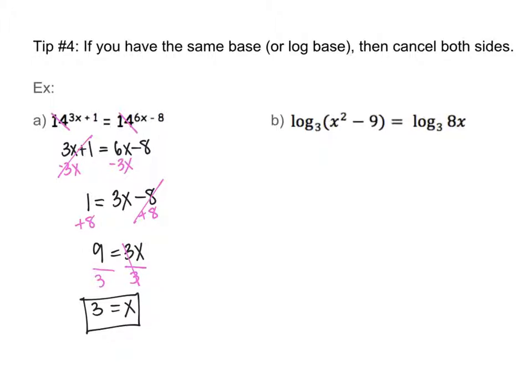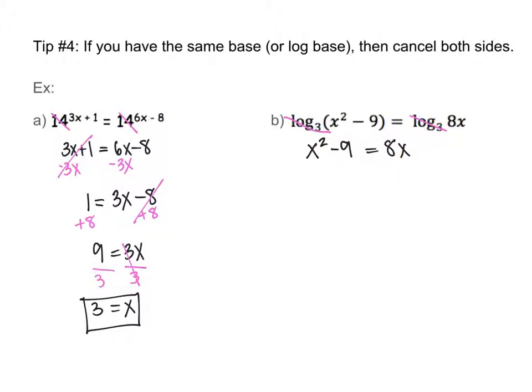Okay, B is next. And with this one here, the base is the same on both sides, so they cancel. And so now the stuff that's inside the logs comes out, and that means I have an x squared minus 9 that comes out. Drop down that equal sign because that's between them, and the 8x comes down. So right away when I notice I set them equal to each other, I have a quadratic. I have x squared, so I have a quadratic equation.